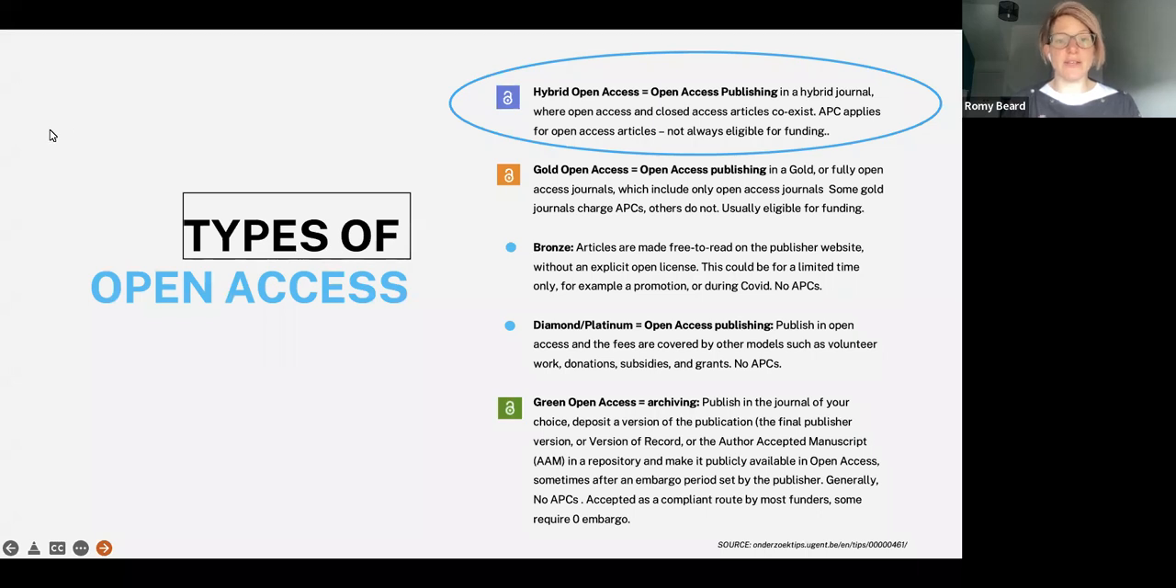There are also agreements now that more and more include gold open access, so fully open access journals. Sometimes it's perhaps only a discount on fully open access journals, and the bulk of the agreement is for hybrid journals.